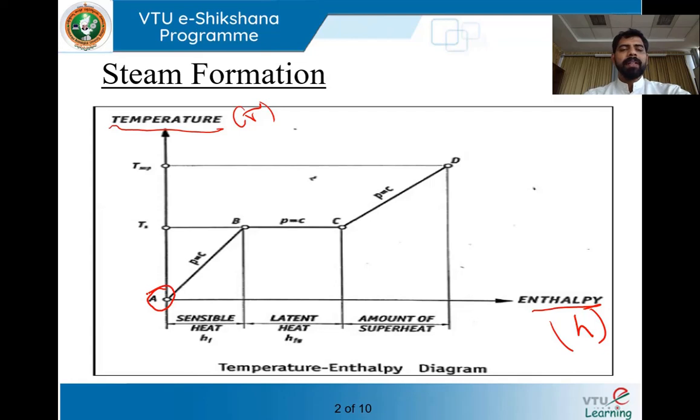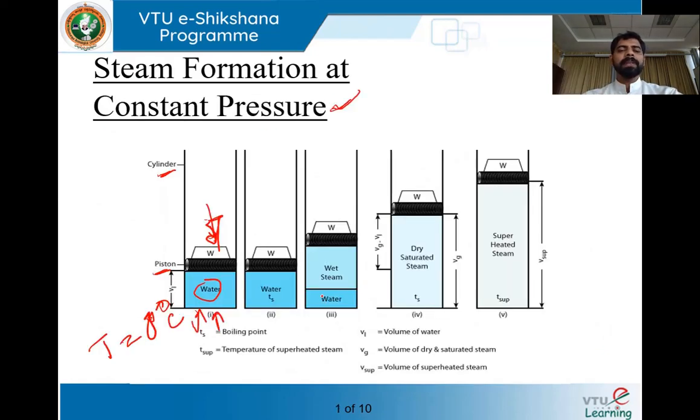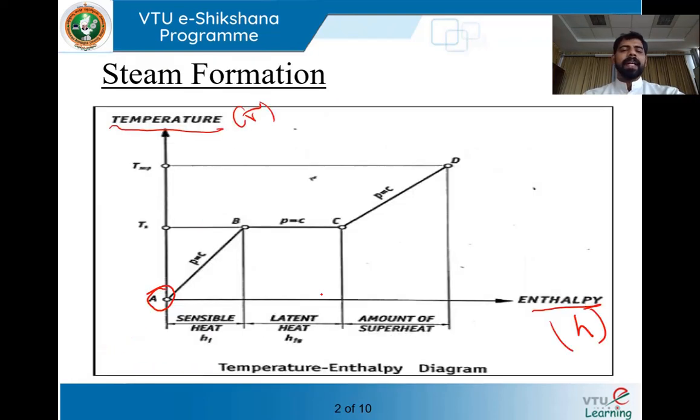What is point A? Temperature is zero, enthalpy is also zero. That means that is the initial state before we heat the water. Water is at 0 degrees centigrade, so the temperature is 0 degrees centigrade. When the temperature is zero, the enthalpy, which is nothing but the heat content in the water, is also zero. As we start heating this, what happens? The temperature of the water increases. As the temperature increases, the heat content or the enthalpy of the water also increases.